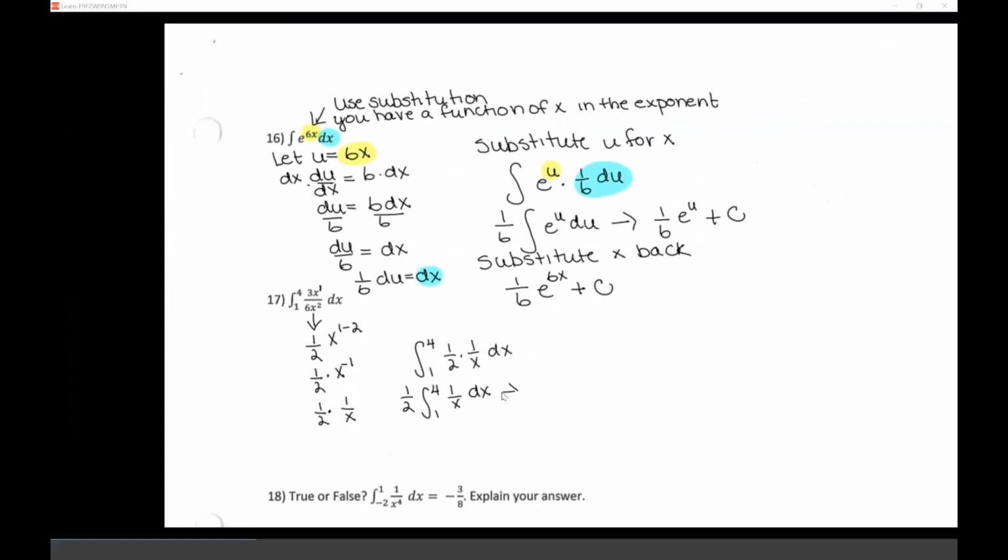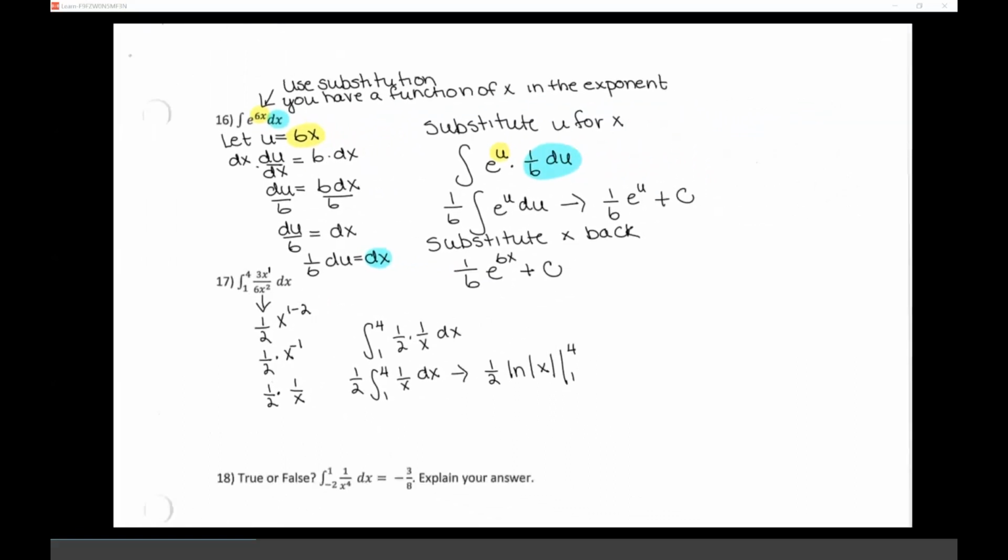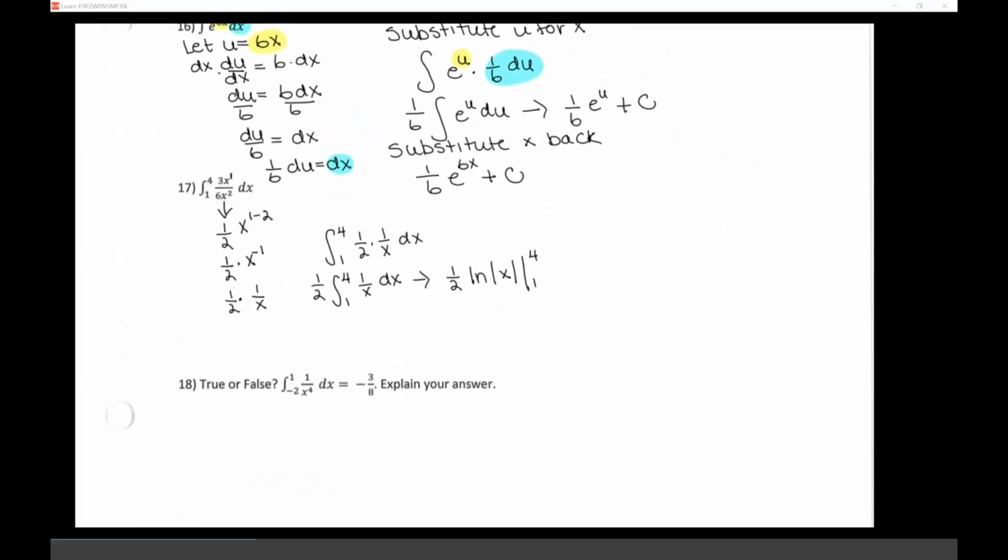This gives you ln of the absolute value of x, from 1 to 4. And this is just going to give you 1/2 times ln 4 minus ln 1. If they want a numerical value, you just put it in the calculator and get an approximate value. But that's an exact answer.